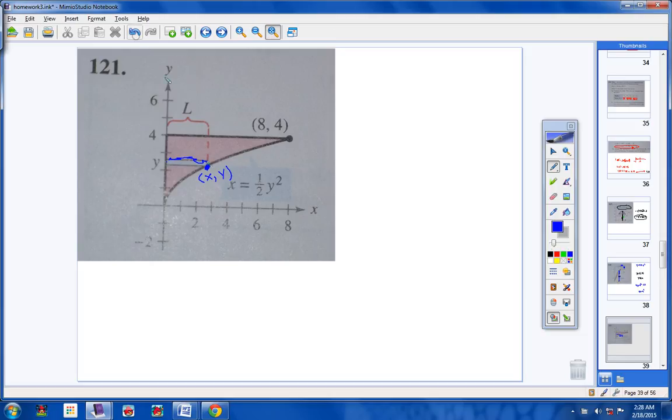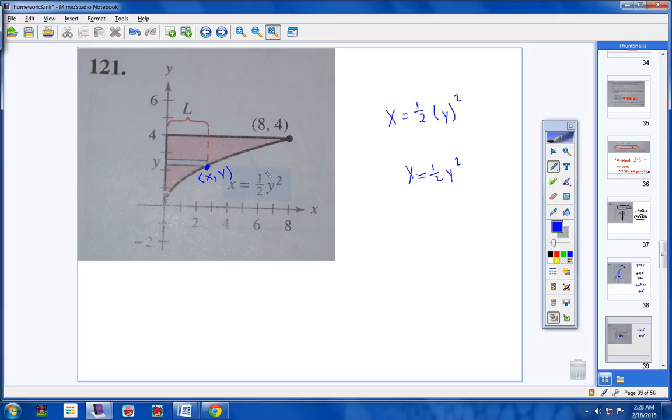So I'm going to put a y value into this equation. I'm going to put in how far up I am. And here's how far up I am. They're telling me I'm y units up. So I'm going to put y in for y. Here's y. I'm going to put y for y, and you get the exact same thing.